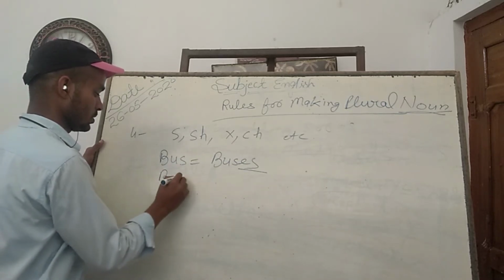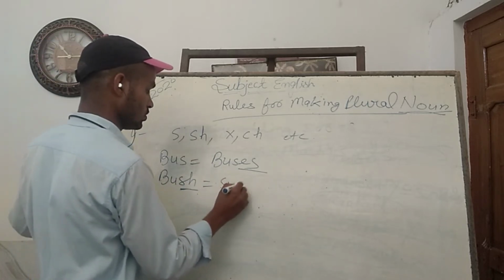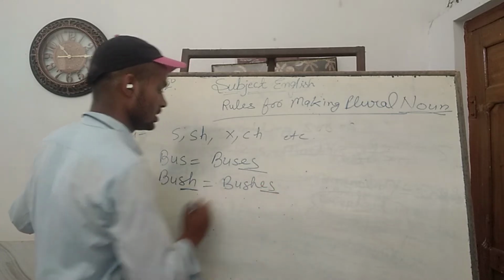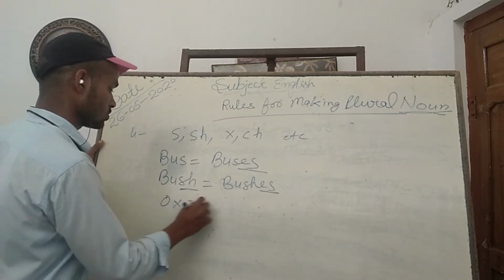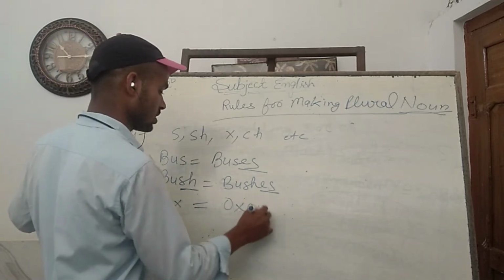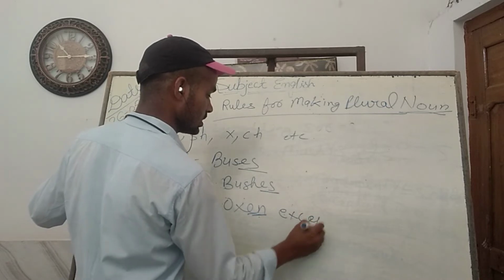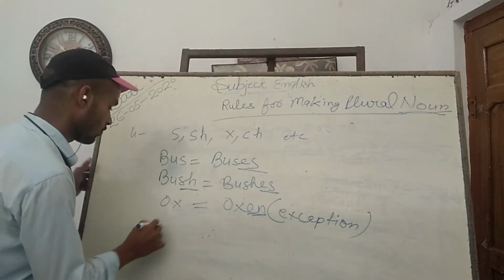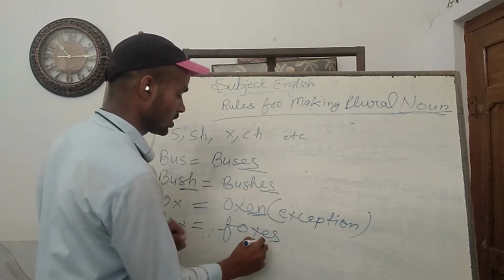Bush, SH. These two are here. So bushes. ES is added here. And same way ox. So ox is here an exception because en is added here. Except this, if you say fox, then it becomes foxes, plural, es.